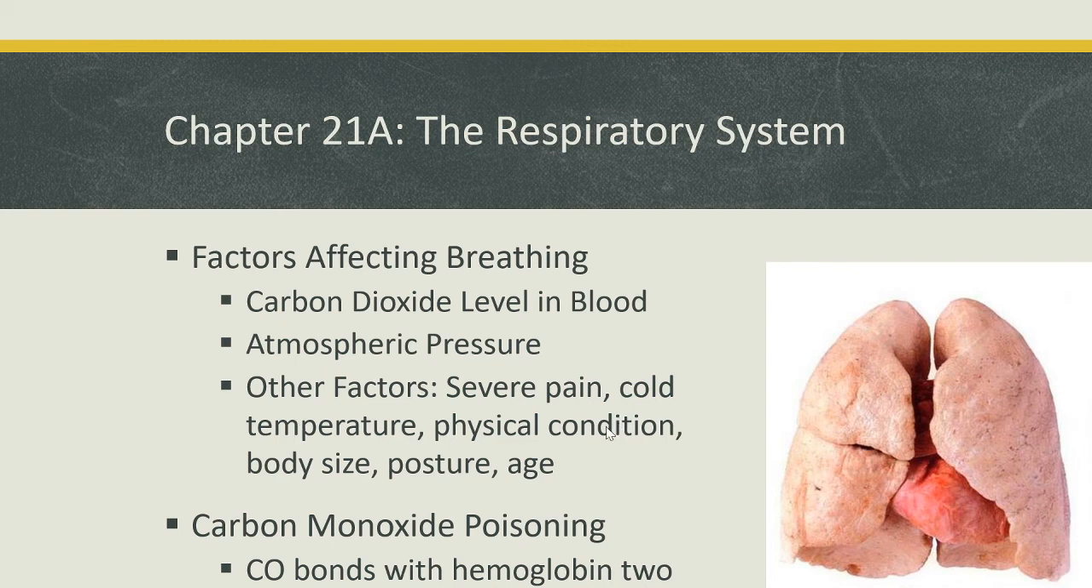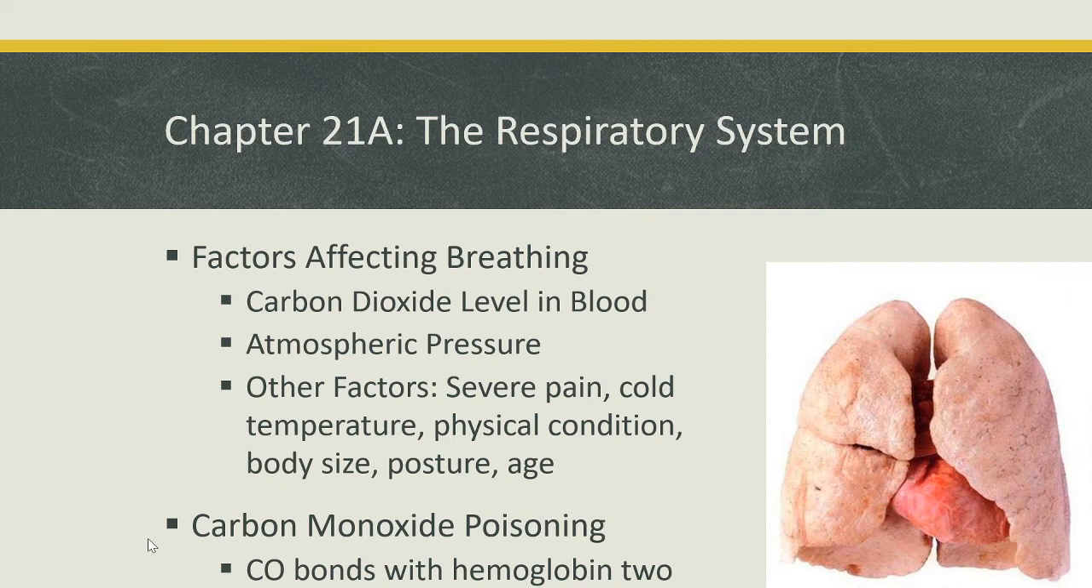And then just how good a physical condition you are, what your body size is, what posture you're in, what your age is, all those things affect breathing. The normal breath rate starts out very high when you're a child, and as you get older, your resting breath rate, so how many breaths you take inhaling and exhaling per minute, depending how you're measuring it, gradually slows down.